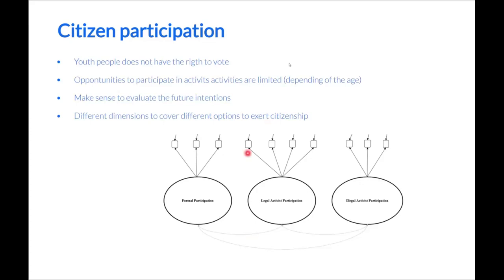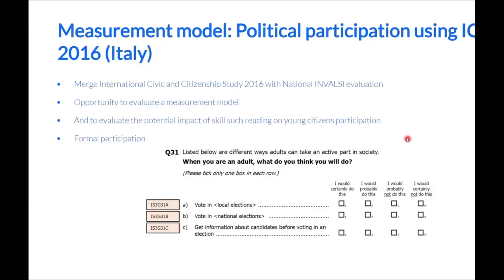Three dimensions of participation were observed, with 3 indicators for formal participation, 4 indicators for legal activities, and 3 indicators for illegal activities. And just an explanation of the data: it's the International Civic and Citizenship Study 2016, merged with the National INVALSI evaluation. This allowed two elements, for example, in the first step, the evaluation of the model that I showed right now.